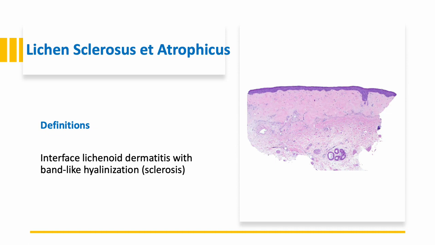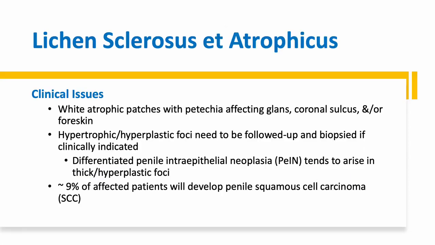So the definition of lichen sclerosus et atrophicus is interface lichenoid dermatitis with band-like hyalinization. What are the clinical manifestations? Usually the patient presents with white atrophic patches with petechiae, affecting the glans and the foreskin. It's an atrophic lesion, but it can show some hypertrophic and hyperplastic foci. Those hyperplastic foci can be associated with intraepithelial neoplasia.